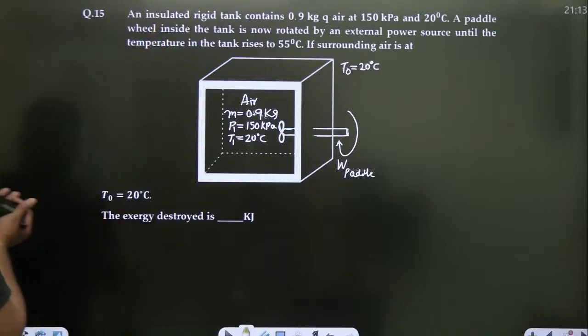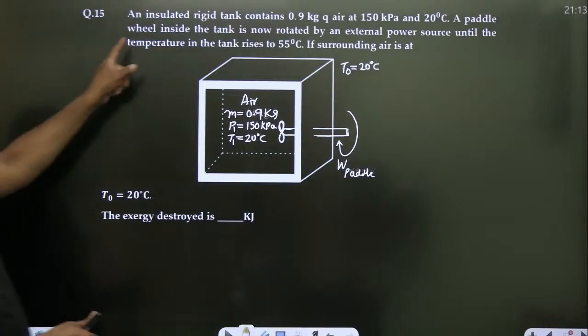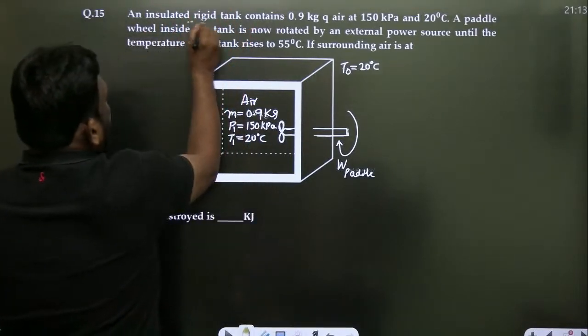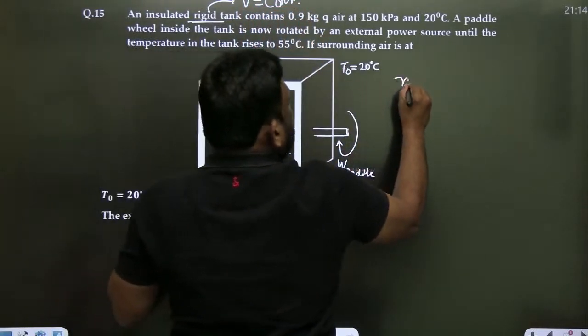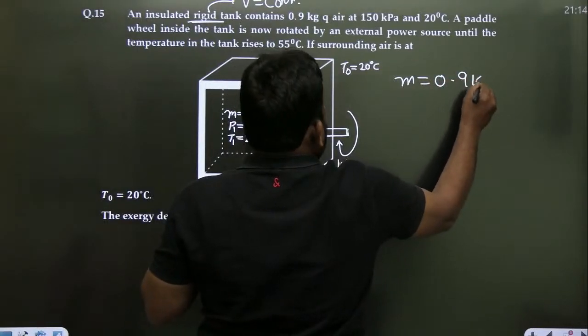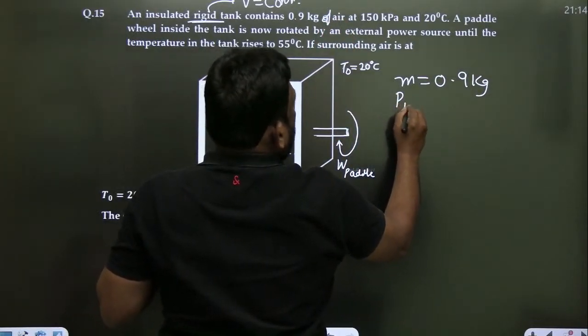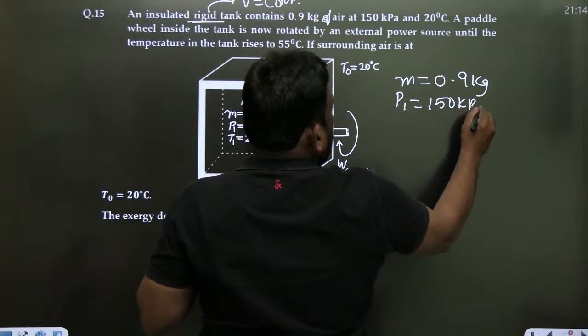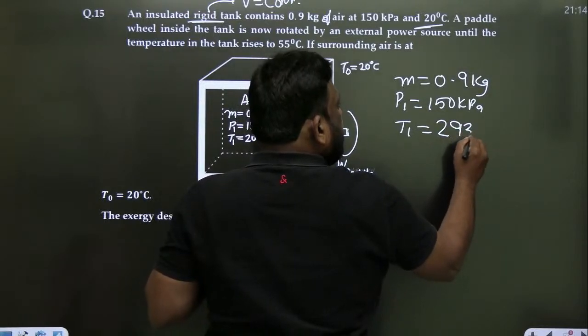An insulated rigid tank. थोड़ा देर मैं इसको बंद कर दूंगा सर. ठीक है, आप लोग तैयार हैं ना? An insulated rigid tank. देखो rigid tank, can I say constant volume? Yes. Contains 0.9 kg of air at a pressure of 150 kilopascal and a temperature of 20 degree. मतलब 273 plus 20 is 293 Kelvin.